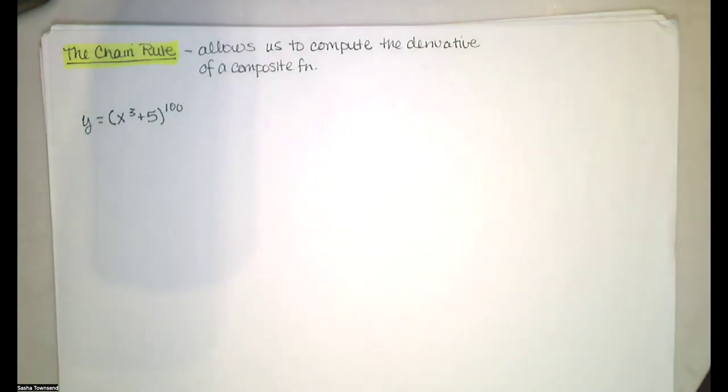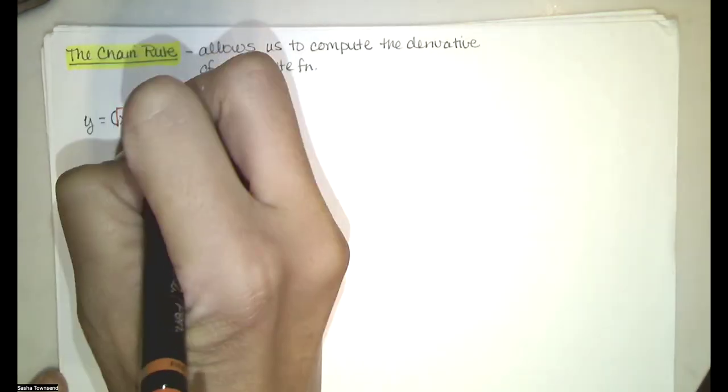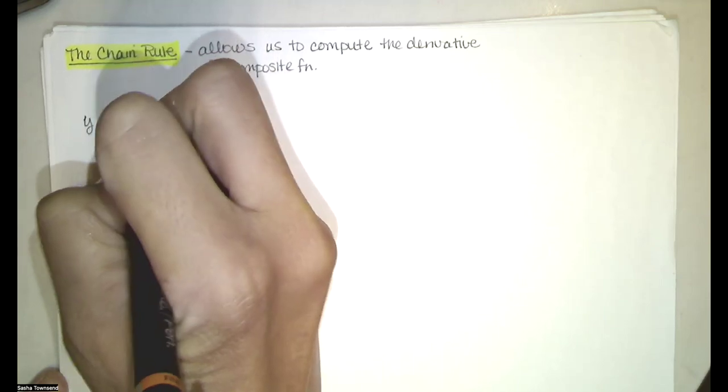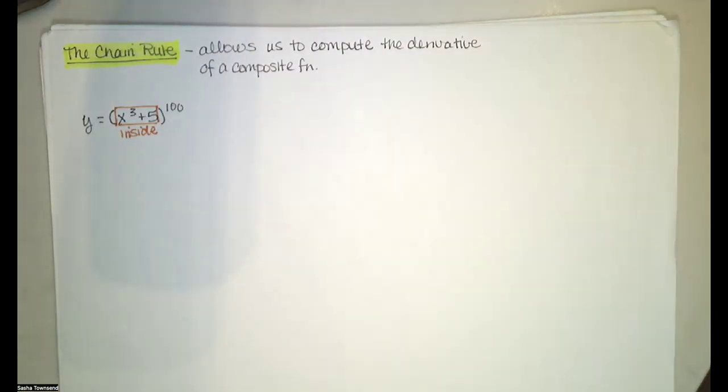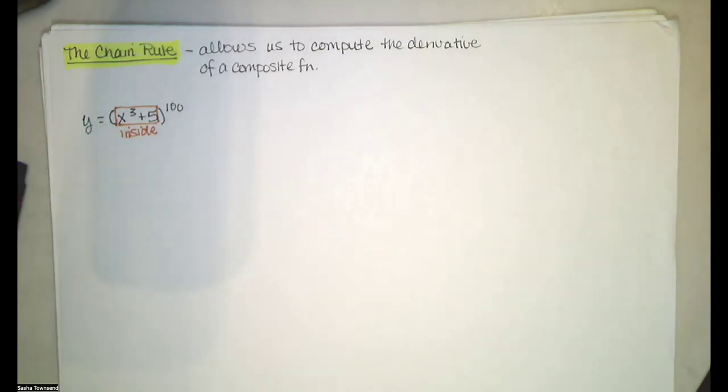Or I could recognize this as a function nested inside another function. This is my inside function. And then the outside function is that power function that's raising it to the 100th power. And it turns out that we can compute that derivative relatively easily with what's called the chain rule.